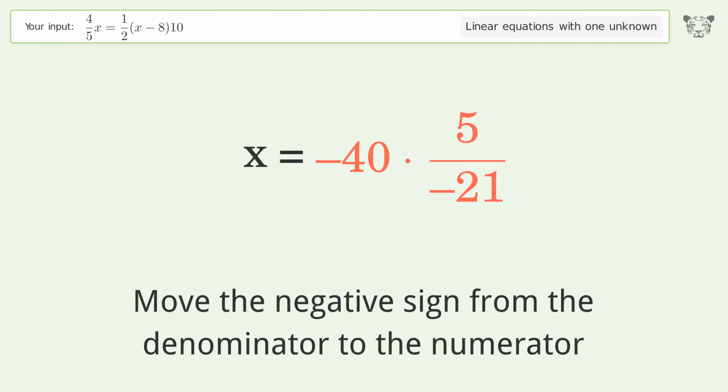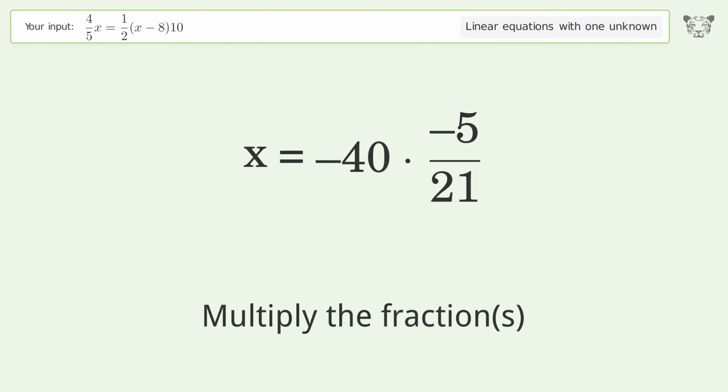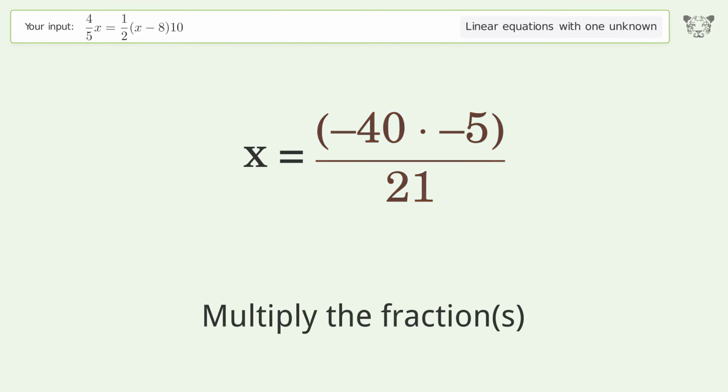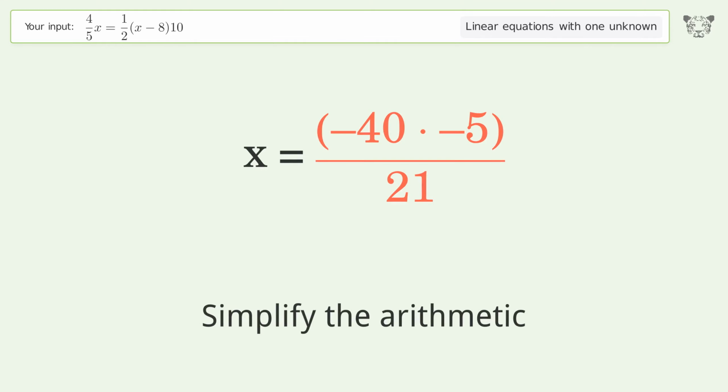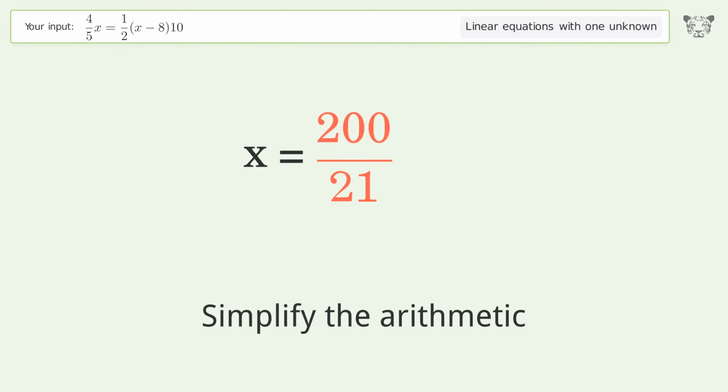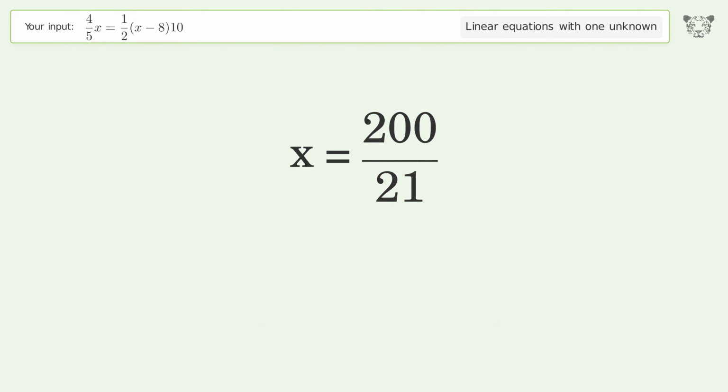Move the negative sign from the denominator to the numerator. Multiply the fractions. Simplify the arithmetic. And so the final result is x equals 200/21.